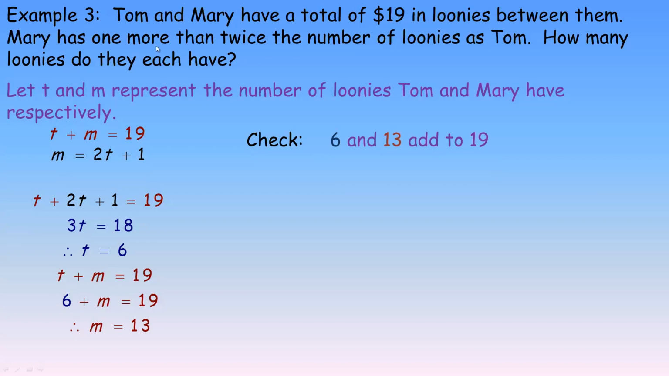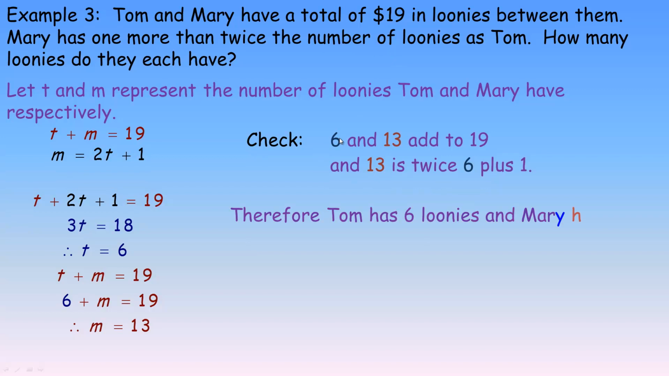Mary has 1 more than twice the number of loonies as Tom. Well, we think that Mary has 13. 13 is twice 6 plus 1. Double Tom's, which is 12, plus 1 is 13. So that does make sense within the second sentence. So therefore, Tom has 6 loonies, and Mary has 13 of them.